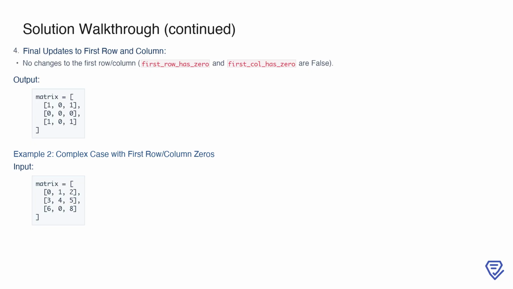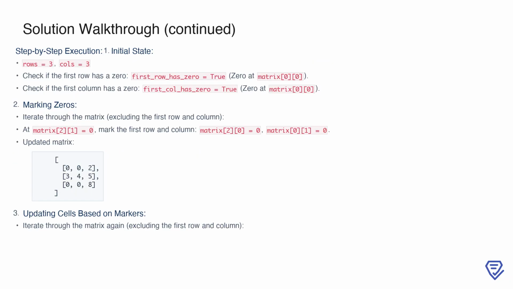Let's move on to a more complex case where zeros are present in the first row and first column. In this new example, we start with a matrix that has zeros in both the first row and the first column. First, we determine that first_row_has_0 is true because there's a 0 in the first row at matrix[0][0]. Similarly, first_col_has_0 is also true because the 0 at matrix[0][0] is in the first column as well. Next, we iterate through the matrix, excluding the first row and column, to mark zeros.